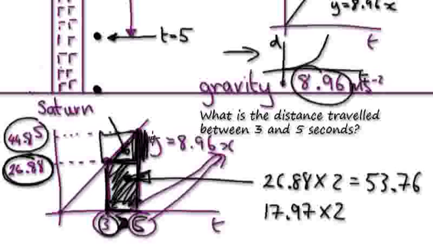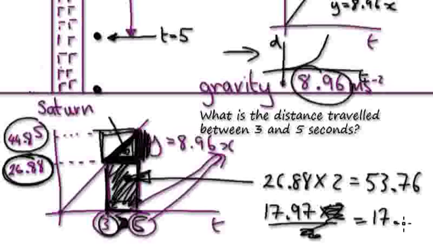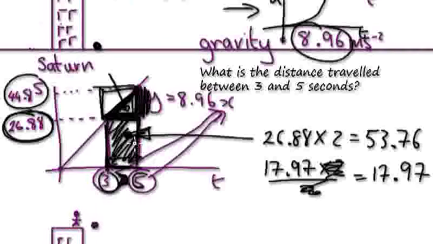So when you get the height, you times the width here. That will give you the whole rectangle. But then we only need half of it, so we're going to divide by 2. So these two are going to kill off each other. So this bit here is 17.97.